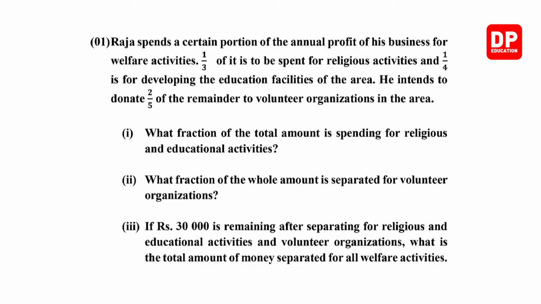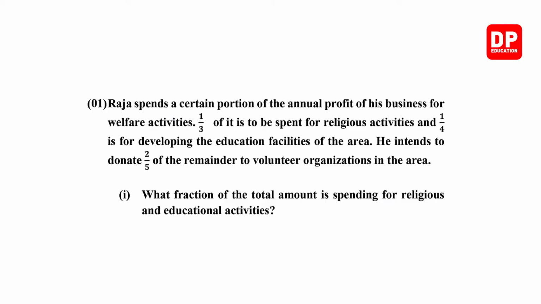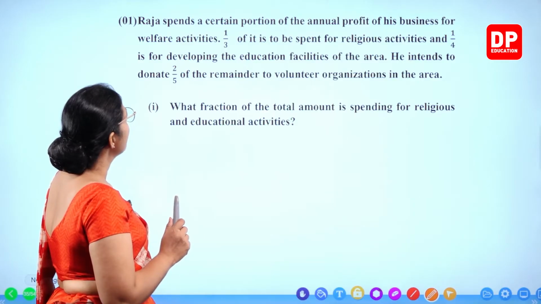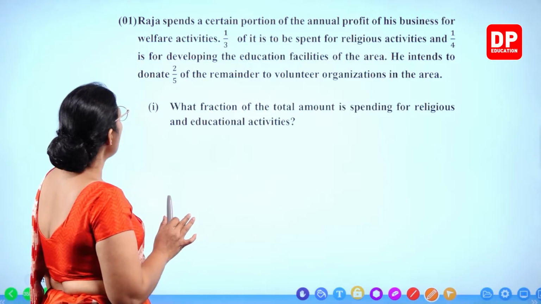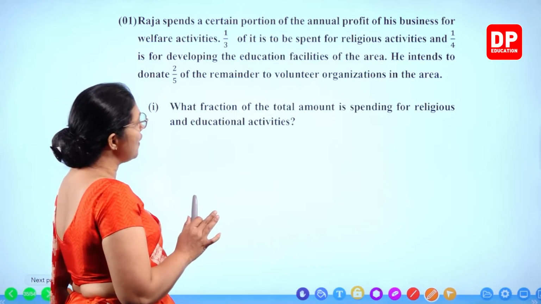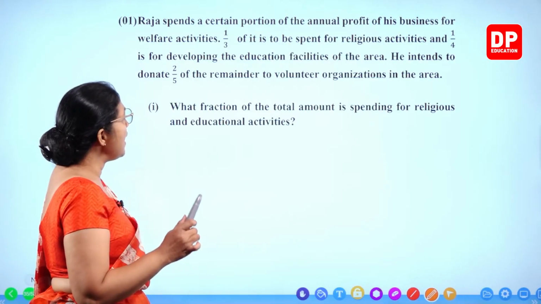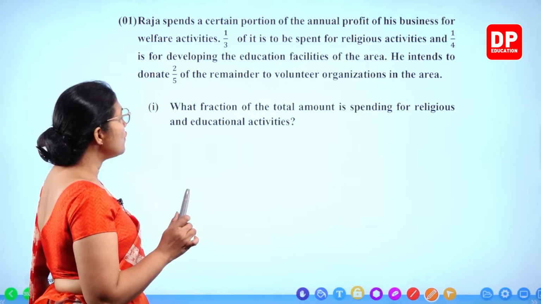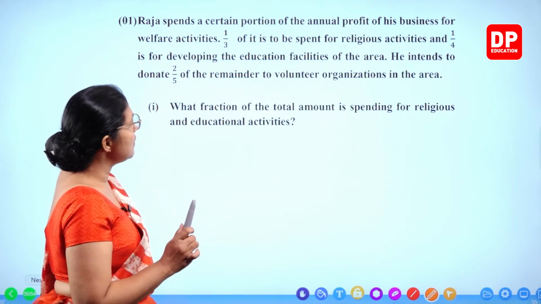Question number 1. It's about fractions. Raja spends a certain portion of the annual profit of his business for welfare activities. 1/3 of it is to be spent for religious activities and 1/4 is for developing the education facilities of the area. He intends to donate 2/5 of the remainder to volunteer organizations in the area. What fraction of the total amount is spent for religious and educational activities?